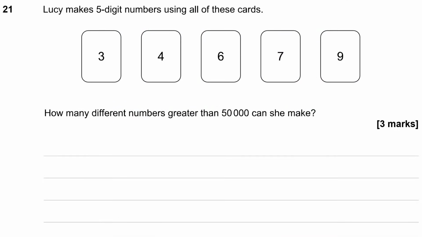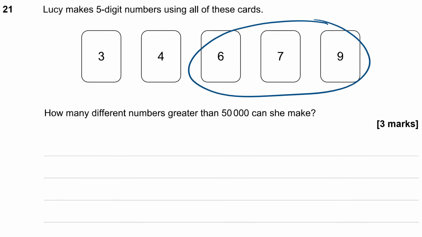Lucy makes 5-digit number cards using all of these cards: 3, 4, 6, 7 and 9. So how many different numbers greater than 50,000 can she make? Okay, so let's consider her choices. If she's going to make numbers bigger than 50,000, then there's a restriction on her first selection of her first digit card. She can only pick one of these 3 to start off with then. So she's got 3 choices for her first selection.